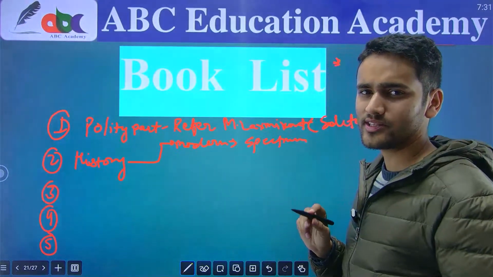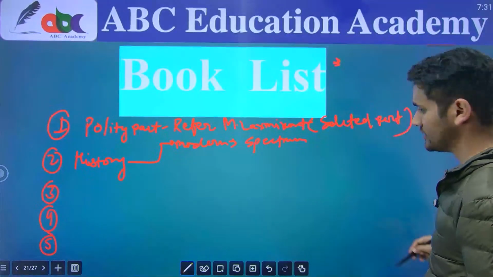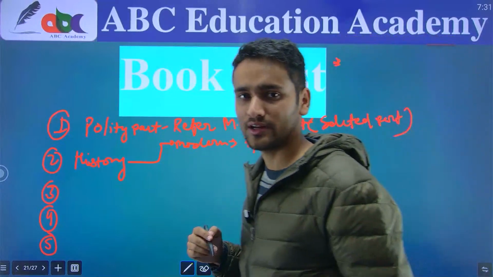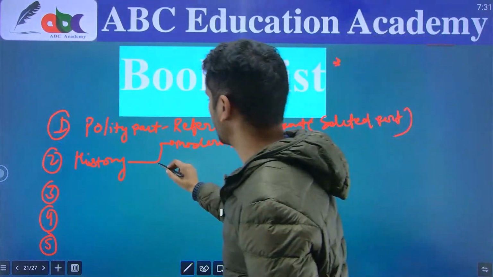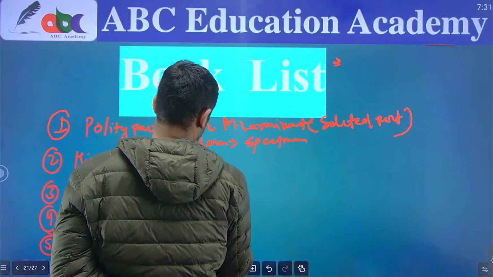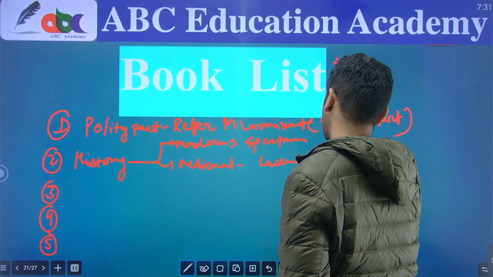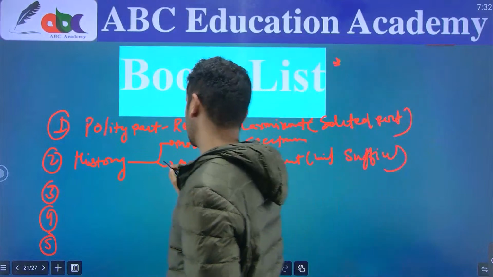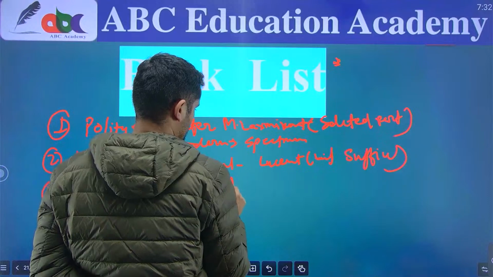I'm giving all the standard books here because if you cover this book list, these will help you in upper PCS as well, and even for the mains. Lower PCS means, for medieval, Lucent will be sufficient, more than sufficient. Third would be for ancient India, same.